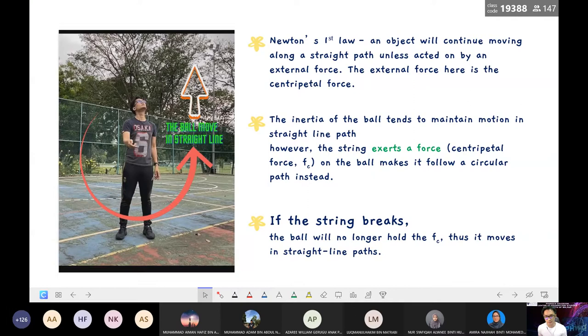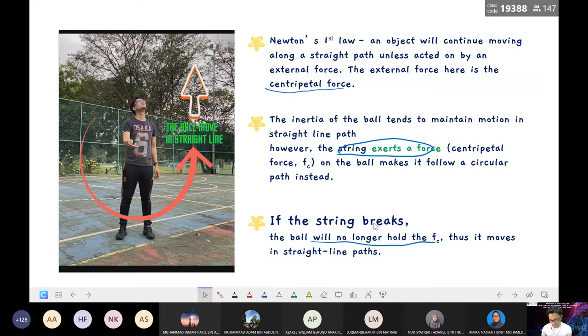Okay, Newton's first law, kita tahu, kita belajar, is an object that will continuously moving along a straight path unless acted by an external force. So in this case, kalau adanya centripetal force, the object that move linearly akan bertukar kepada circular motion due to the existence of the centripetal force. Jadi the inertia of the ball tends to maintain the motion in straight line. And when adanya this centripetal force, which is the string that exert a force, the ball follow a circular path instead. Then if the string breaks ataupun I just release the rope, the centripetal force dah hilang, and the ball akan bergerak secara straight line ataupun linear. And dia pergi atas, dia jatuh balik sebab due to the gravity. Okay, that is the explanation theoretically.